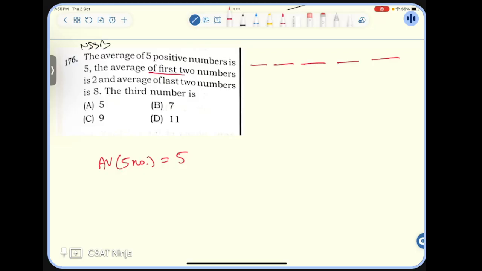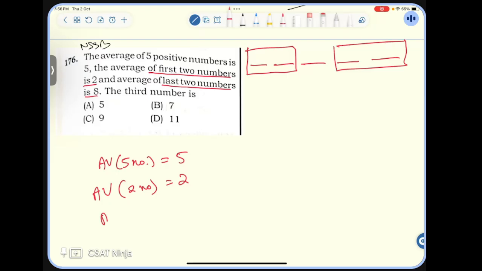And the average of the first 2 numbers is given as 2. We are talking about the first 2 numbers. And the average of the last 2 numbers is given as 8. The average of the last 2 numbers is nothing but 8 here.